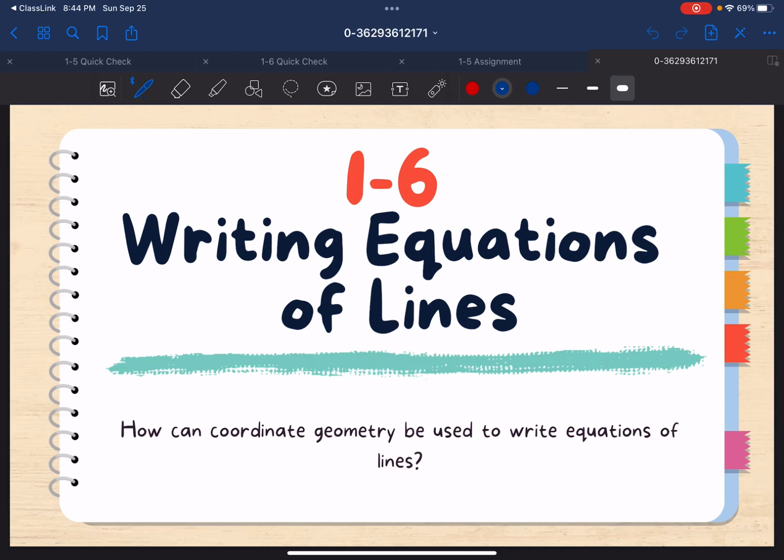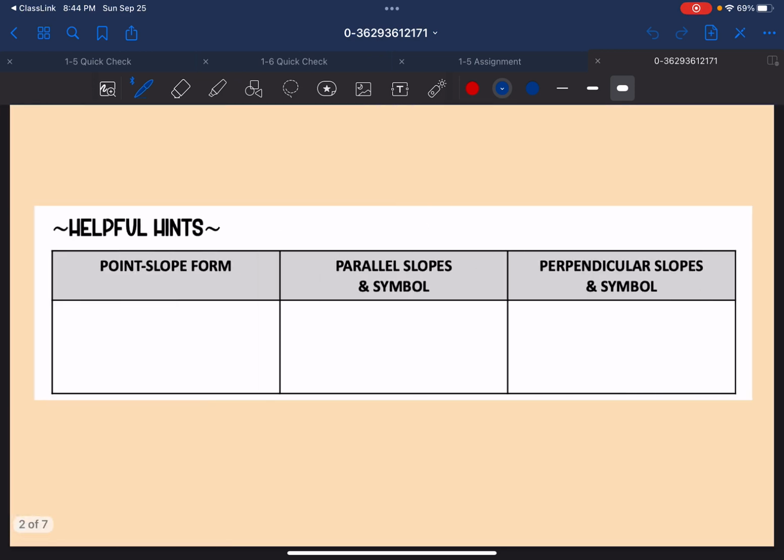Okay, today we're going to look at writing equations of lines. We've been talking about parallel lines and perpendicular lines and the different angles they create. But today we're just going to look at the actual equations themselves and make sure that we understand when equations are parallel and when they're perpendicular and how we write those equations.